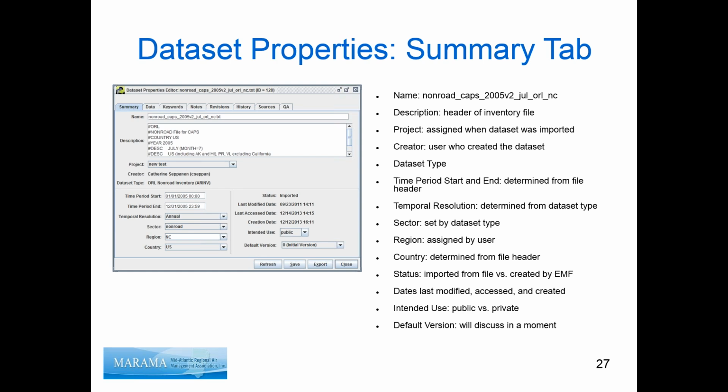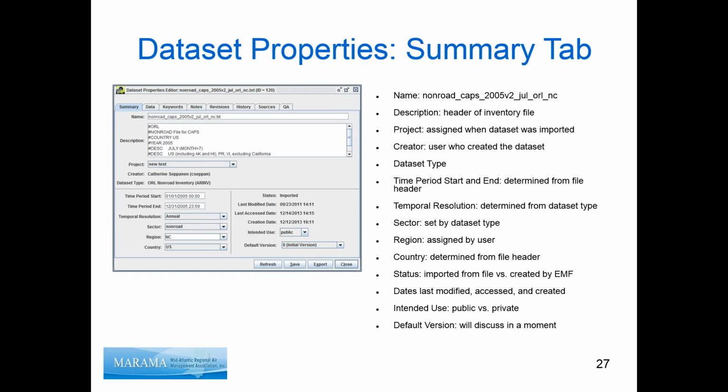I do want to mention the intended use option. So this intended use is a pull-down menu. It's got options like public versus private. It's a setting for you to know sort of what the intended use of this data set is. It's not something that the EMF enforces, but it is a good way to be able to tell other people, oh, this is a data set I'm working on. It's private right now, but once it's ready, we'll change it to public.